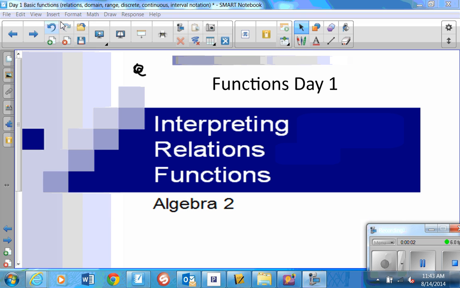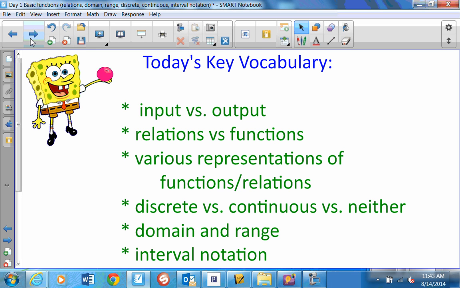So we're going to be interpreting relations and functions. A relation is not a function. As a matter of fact, every function is a relation, but not every relation is a function. It's one of those square and rectangle arguments, but you'll figure that out in a moment.